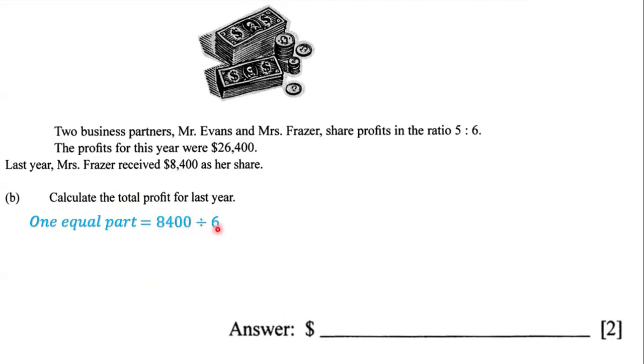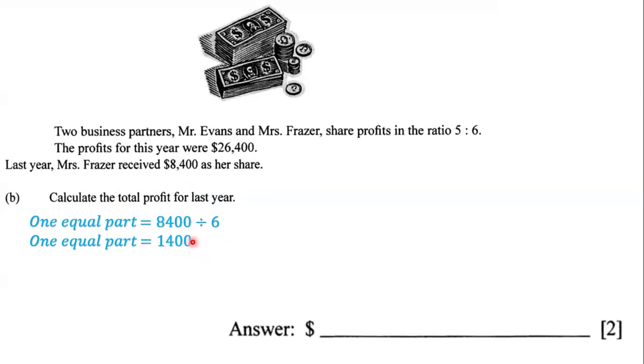Now, why do we divide by 6? We divide by 6 because they tell us that Mrs. Fraser's share is 8,400, and Mrs. Fraser's share is 6 equal parts. All right, so her share accounts for 6 equal parts. And so if she got 8,400, that is actually 6 equal parts. But we only want one equal part. So we want to divide 8,400 by 6. So 8,400 divided by 6 is going to give us 1,400. And so that's one equal part.